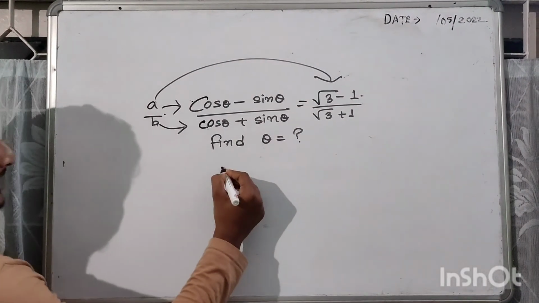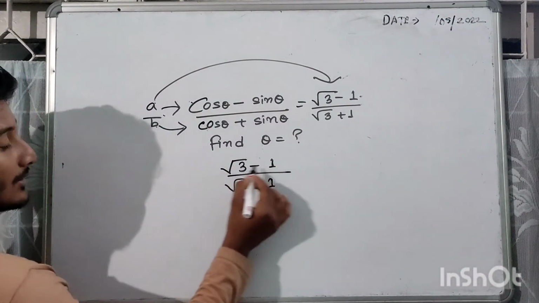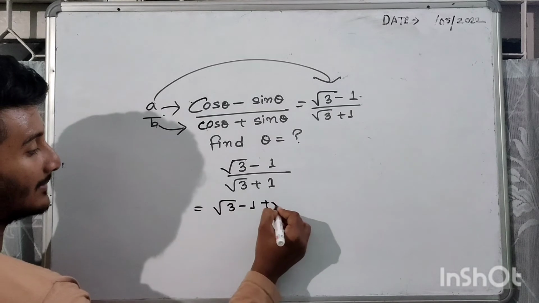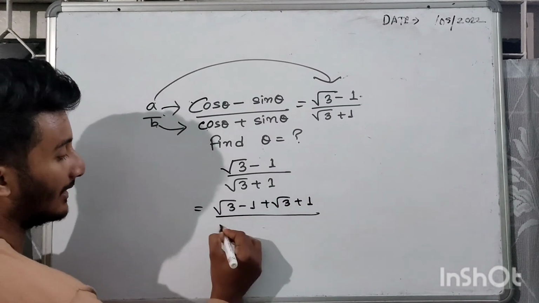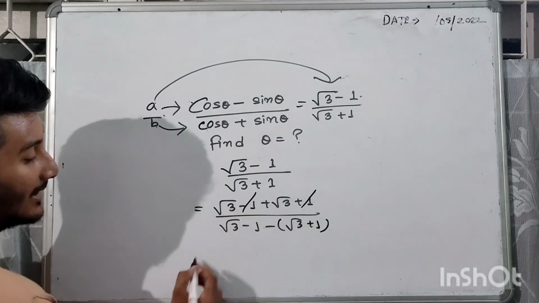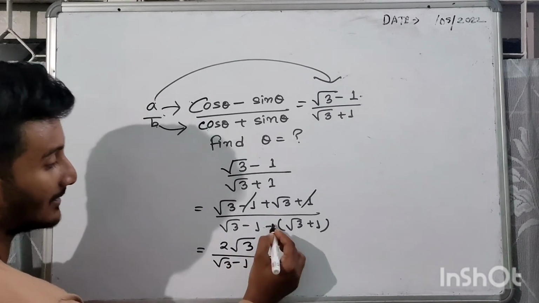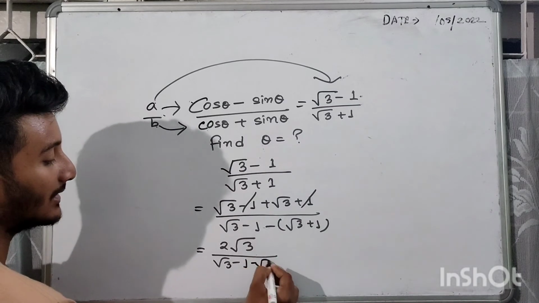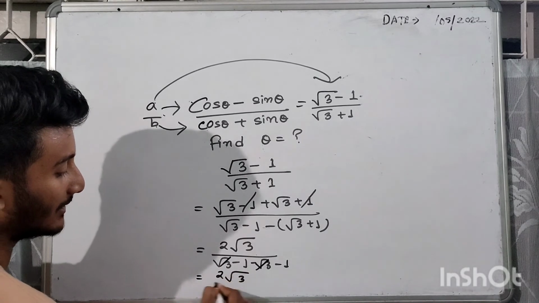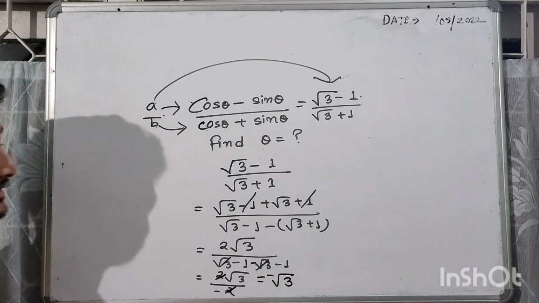Similarly on the right hand side, if we apply the same rule, here root 3 minus 1 is the numerator and root 3 plus 1 is the denominator. Applying the rule, it will become root 3 minus 1 plus root 3 plus 1 in the numerator, and root 3 minus 1 minus root 3 plus 1 in the denominator. So minus 1 and plus 1 cancel, root 3 plus root 3 will be 2 root 3. Again in the denominator it will be root 3 minus 1. If you break down the minus in the bracket, it will be minus root 3 minus 1, so the root 3 terms cancel and we get minus 2. So 2 root 3 by minus 2. If we cancel 2 and 2, it becomes minus root 3. So this is our right hand side.